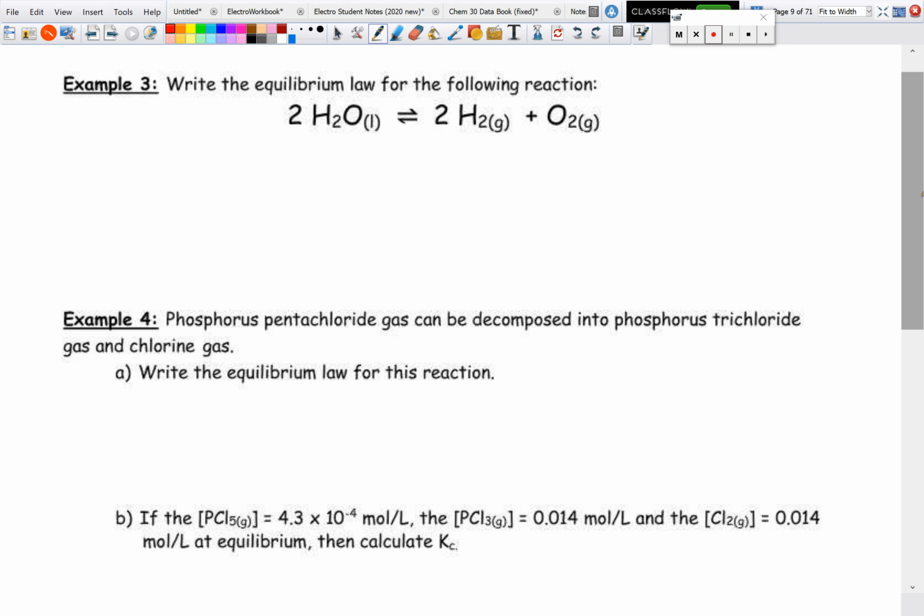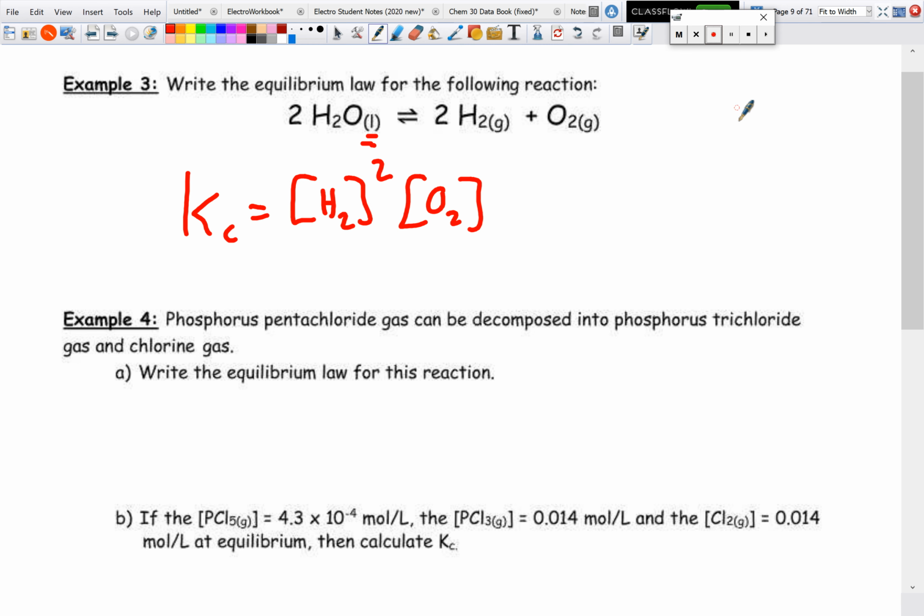Alright, so pause the video and see if you can get this one right here. It is very similar to the other one, where you just pay attention to our liquids, right? So we omit those, but just see if you can get this one here. The answer is going to go up in 3 seconds. Boom. And we get the equilibrium constant is the concentration of hydrogen gas squared because of the molar coefficient of 2, times the concentration of oxygen. And there's no power there whatsoever.